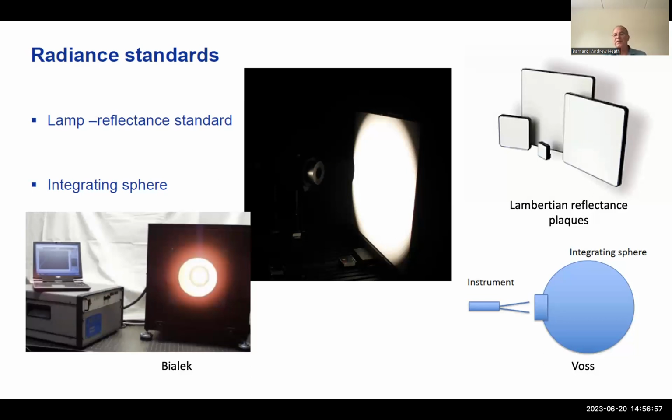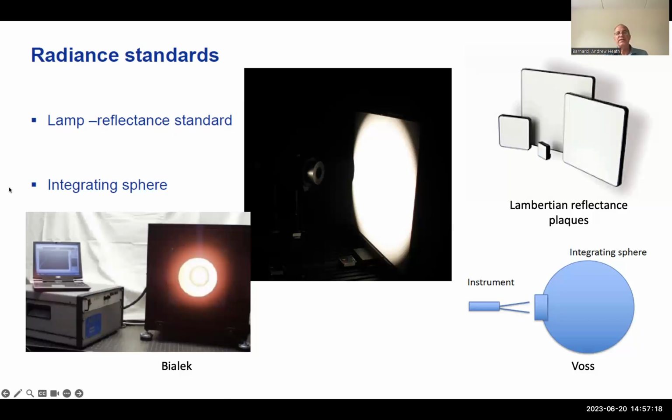Most of these reflectance plaques are made out of a material called Spectralon, which has a really high reflectance factor across most of the spectrum. There are some other versions, but they tend to have less uniformity across the plaque.